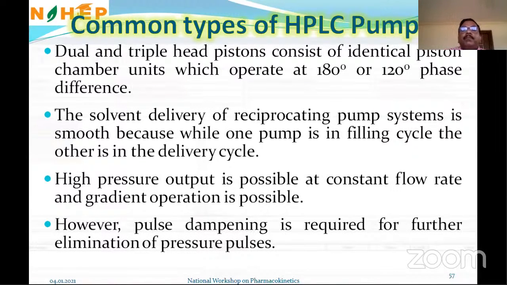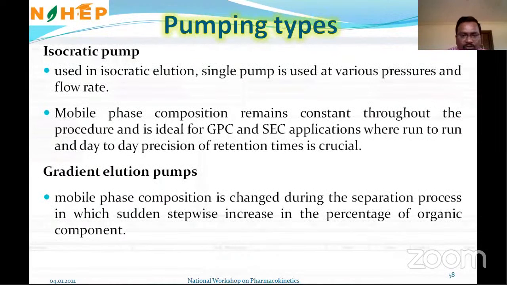Coming to the pumping types, how various pumps pump the mobile phase into the system. There are two types of pumping. First one is the isocratic pump. It is used in isocratic elution. So a single pump is used at various pressures and flow rates.